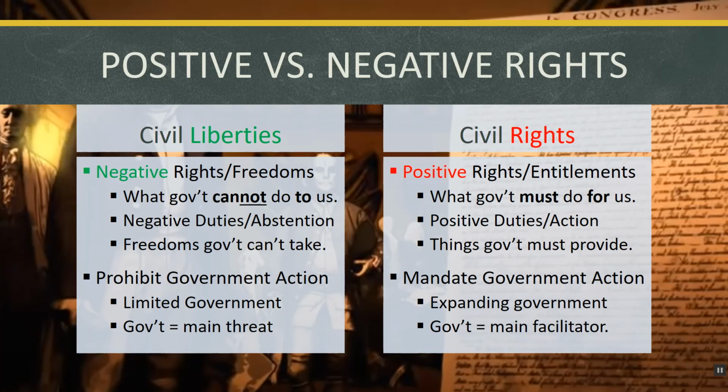So how do you respect a person's freedom of speech? Simply by abstaining from censorship. How do you violate their freedom of speech, this negative right to express their opinions? Well, you violate it by actively censoring them. So again, civil liberties limit the rightful function of government. They prohibit the government from taking some type of action. And therefore, government is the main threat to civil liberties. Government is the main institution that civil liberties exist to protect us from.